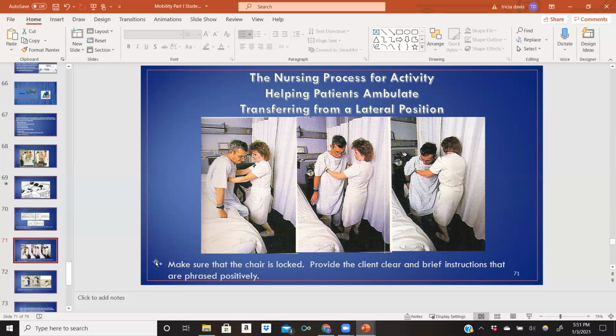But you always want to make sure that whatever you're moving them from is locked, like the bed. And if you're moving them to a chair, make sure that the chair is locked. You're going to make sure you educate that patient, give them clear and brief instructions to make it a positive experience. You might have to keep repeating those instructions over and over again, depending on the cognitive ability of your patient. Sometimes they need frequent reminding.